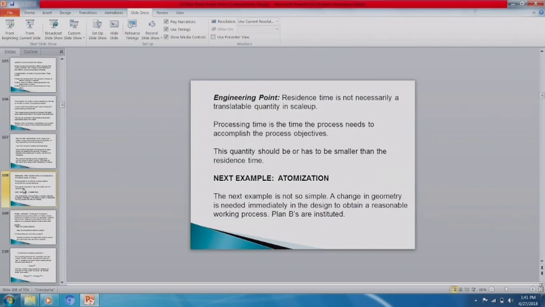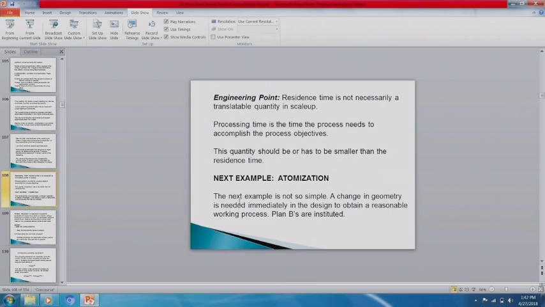Residence time is not necessarily a translatable quantity in scale-up. Processing time is the time that the process needs to accomplish the objectives, and this quantity has to be smaller than residence time.